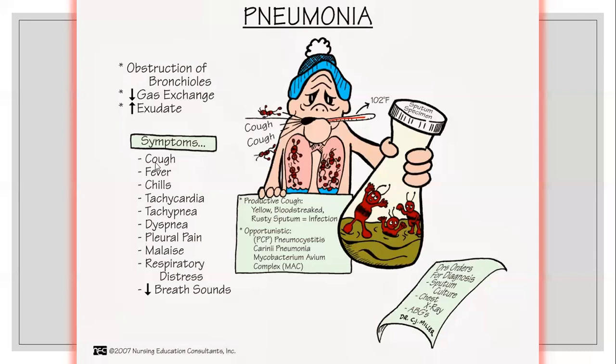Most common symptoms: cough, fever, chill, tachycardia, tachypnea, increased heart rate, increased pulse rate, dyspnea, shortness of breath, pleural pain, chest pain, malaise, respiratory distress, and also decreased breath sounds.